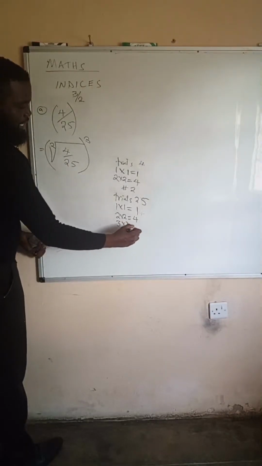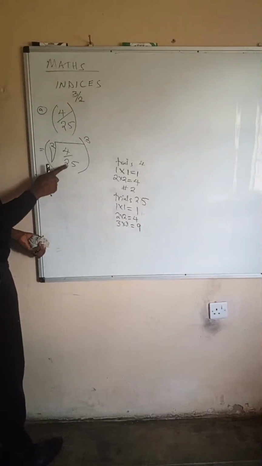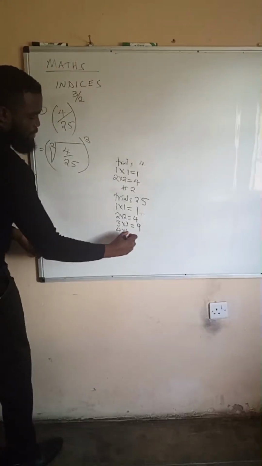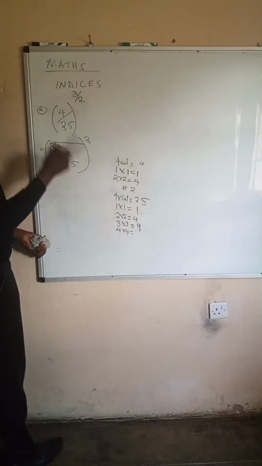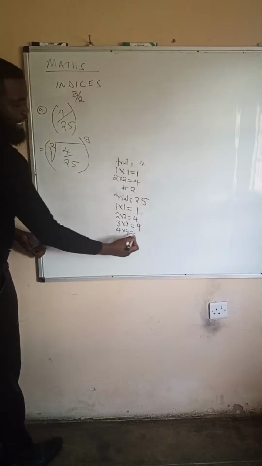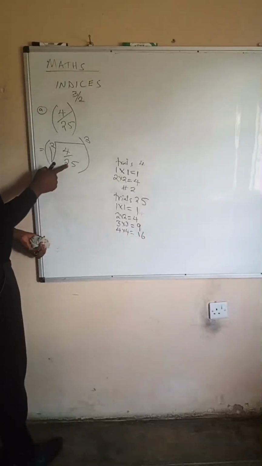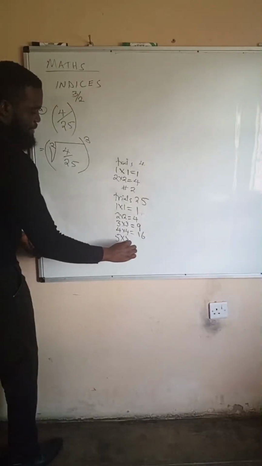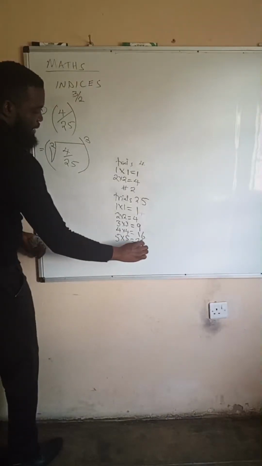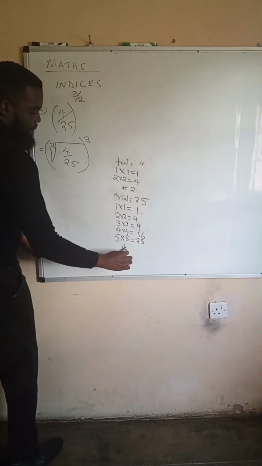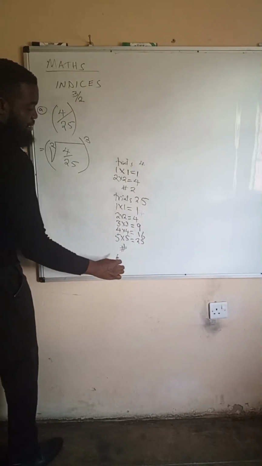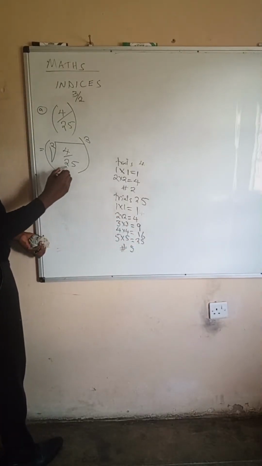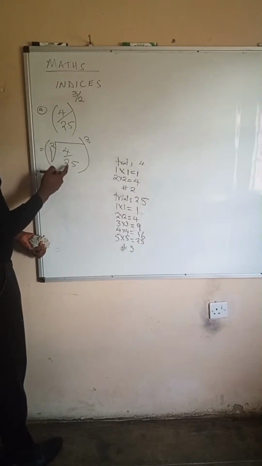3 times 3 is 9. Do we have 9 here? No. 3 has failed. We go to 4. 4 times 4 is 16. Is 16 here? No. I go to 5. 5 times 5 is equal to 25. The trial number that has worked here is 5. It's the one that is giving me 25. So the trial number for this one is 5.